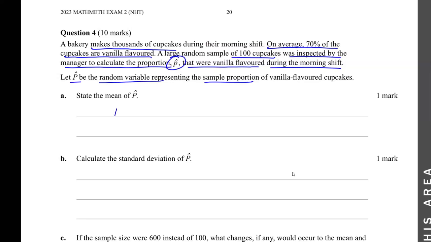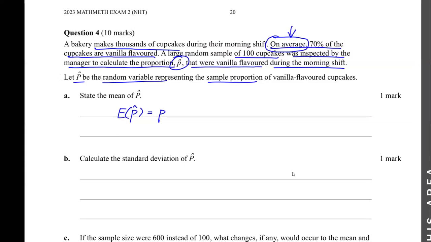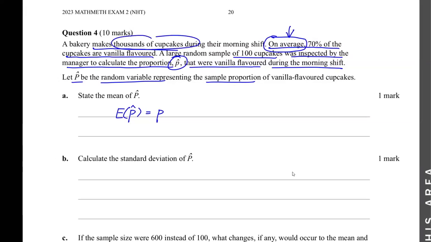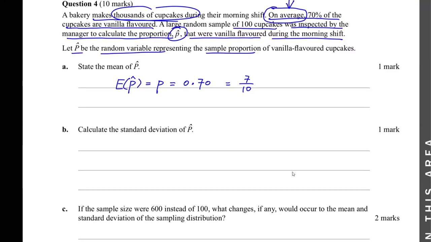So the mean value of capital P hat is basically the population mean, and population mean comes from this phrase, on average, calculated based on a large number of cupcakes, which is 0.7, okay? Maybe I should write 0.70, corrected to two significant figures, but doesn't matter. You could also write this one as 7 out of 10 or 70%, preferably a decimal or fraction.